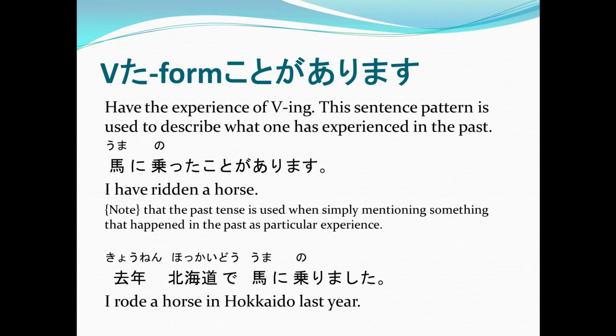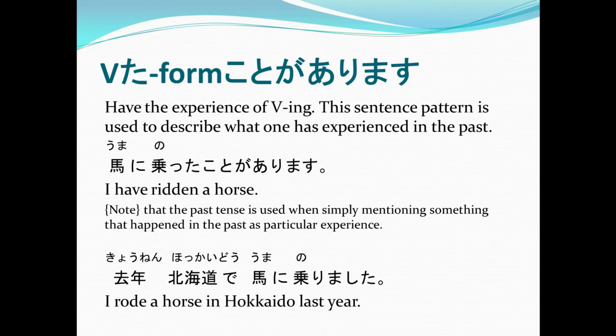Note that in the first example, you said that you have ridden a horse. It could mean that you have ridden the horse many times as an experience. That's why we use the verb ta form koto ga arimasu, or uma ni notta koto ga arimasu. Now, in the second example, you're just saying that you rode a horse in Hokkaido last year using uma ni norimashita, which could mean that that was your first time or one time that you have ridden a horse. Whereas notta koto ga arimasu could mean that you have ridden a horse many times in your life. While the second example is just stating that you rode a horse in Hokkaido last year. Did you see the difference?